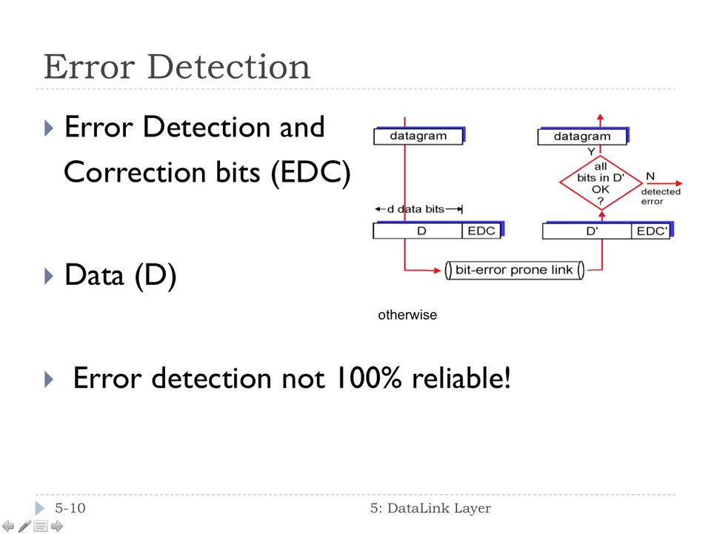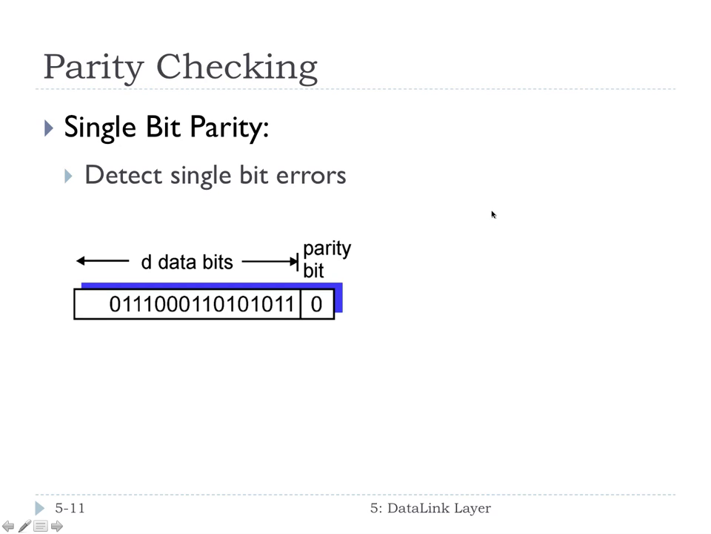So notice that error detection is not 100% reliable, because it may be that we change D and EDC in such a way that it still passes the test. It still looks okay. Error detection algorithms are designed so that this rarely happens. And the more bits we use in EDC, the more protection we get. So it's rare but possible.